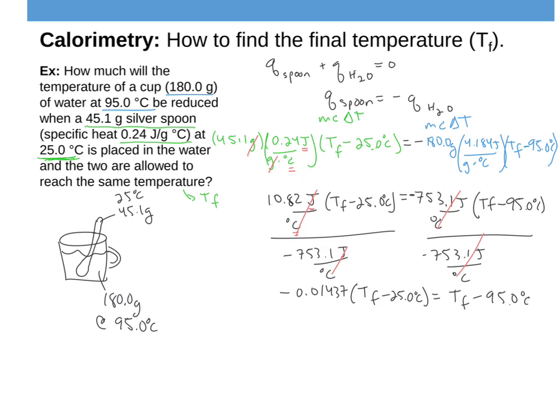I'm going to expand this out here. I'm just going to multiply this out so that I've got negative 0.01437 TF, minus, what that turns into a plus since you're multiplying a negative there, plus 0.3593. And again, that'll be in degrees Celsius. All I did was multiply this first number, the 0.01437 times TF. That's how I got that. And I multiplied 0.01437 times 25. So I got that. And the two negatives cancel each other out, which is why that's a plus. Again, just algebra.